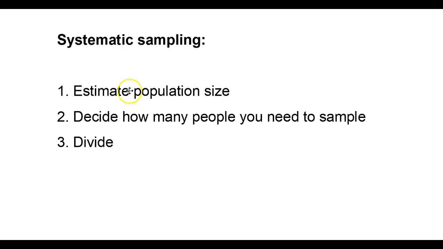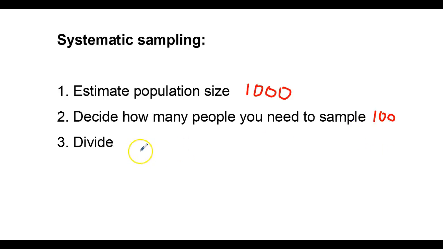The basic technique goes like this. Estimate the size of the entire population. If you expect 1,000 people to walk into the store on Tuesday, then your population would be 1,000 people. So you expect 1,000 people to walk by. Decide how many people you need to sample. So let's say you need to sample 100 people to do your study. So you want to talk to 100 different people.